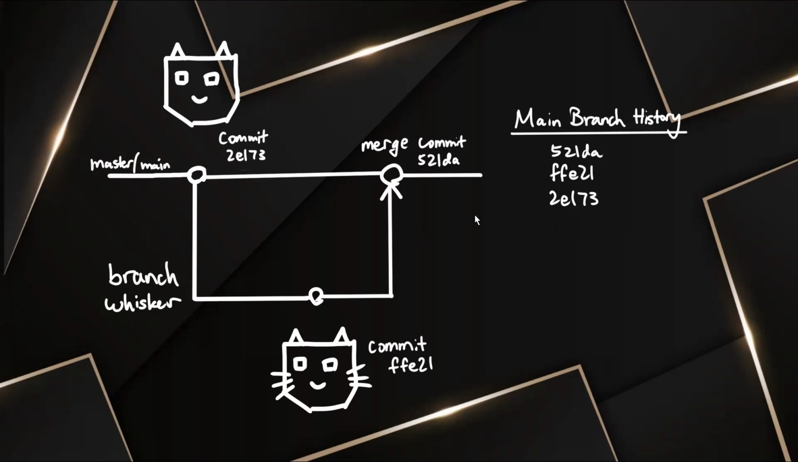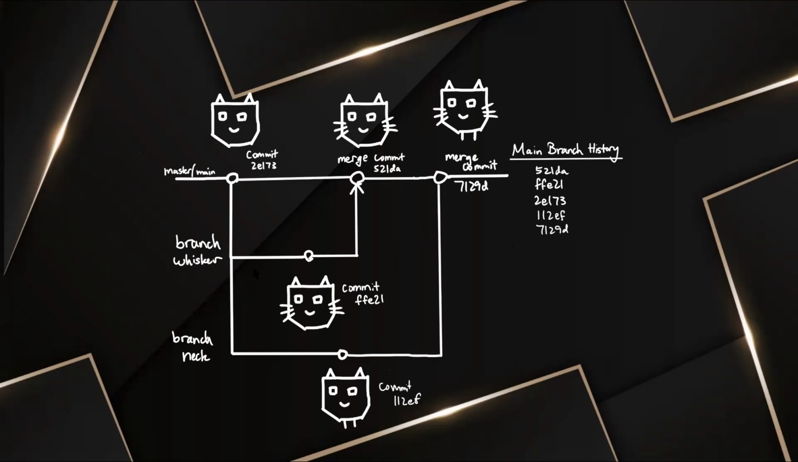But yeah. So why is branching useful? Because this just seems like, why don't we just make this commit on the master branch? However, what if we want to add more things? Let's say I'm adding a whisker, but then someone else decides, hey, I want to add a neck. And adding whiskers takes a long time, I don't know why.